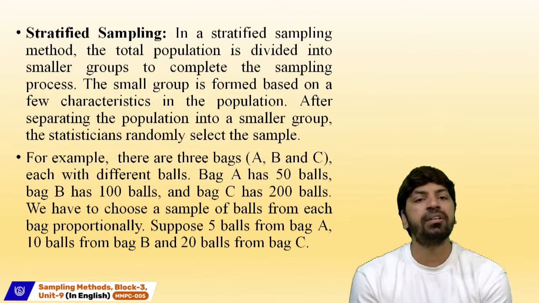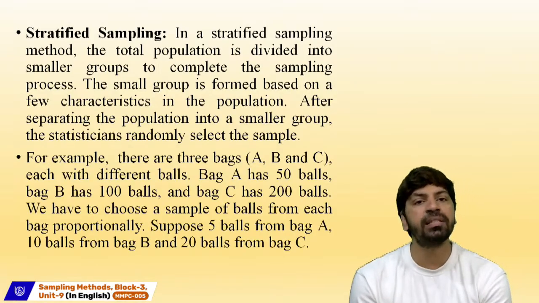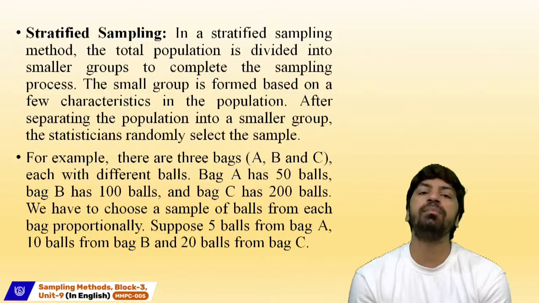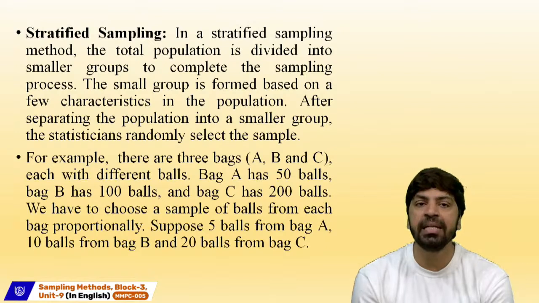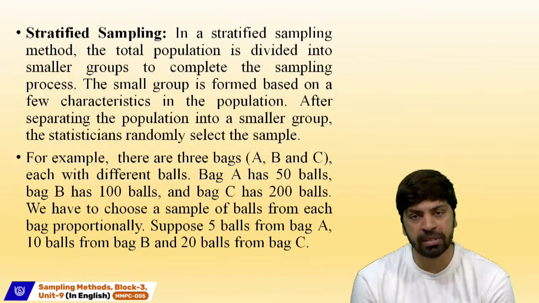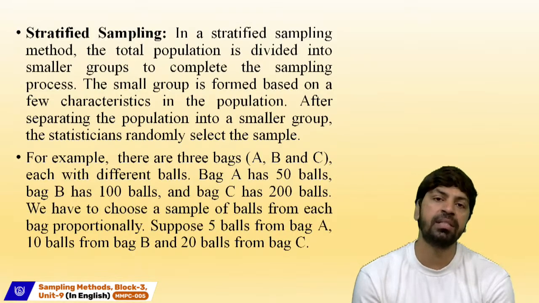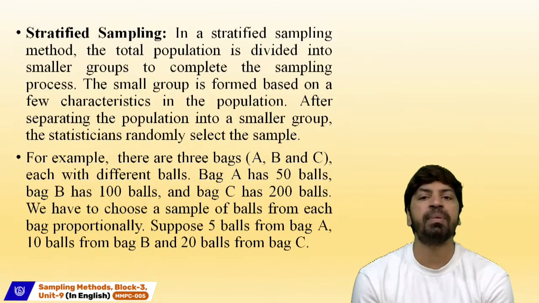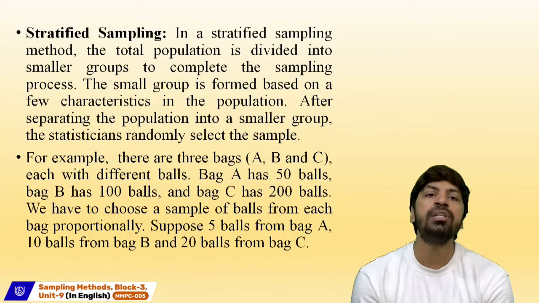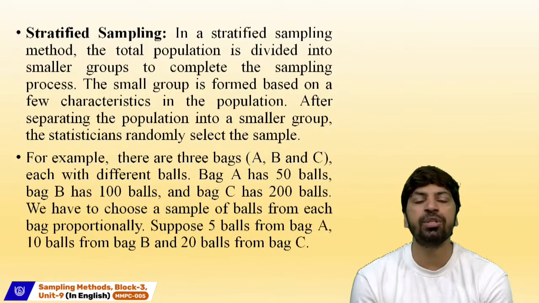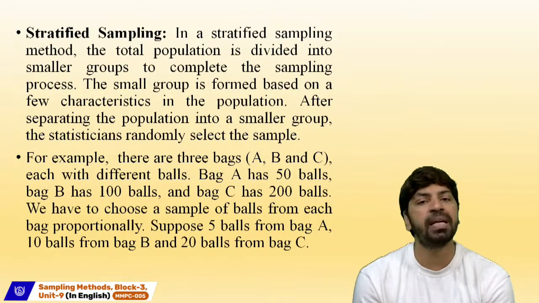The next category or method is stratified sampling. In the stratified sampling method, the total population is divided into small groups to complete the sampling process. Those small groups are formed based on certain characteristics in the population. It could be based on any variable like age, income, etc. After separating the population into smaller groups, the statistician randomly picks the sample.